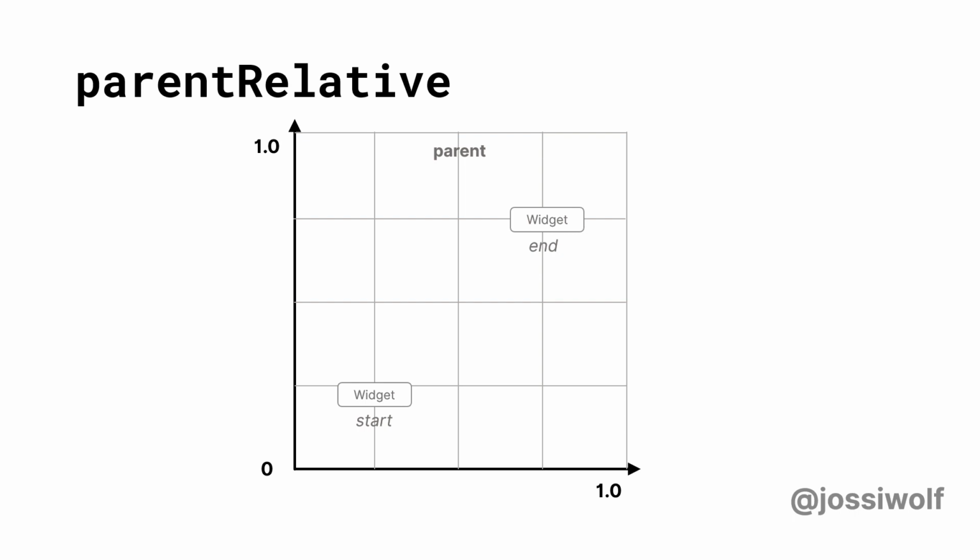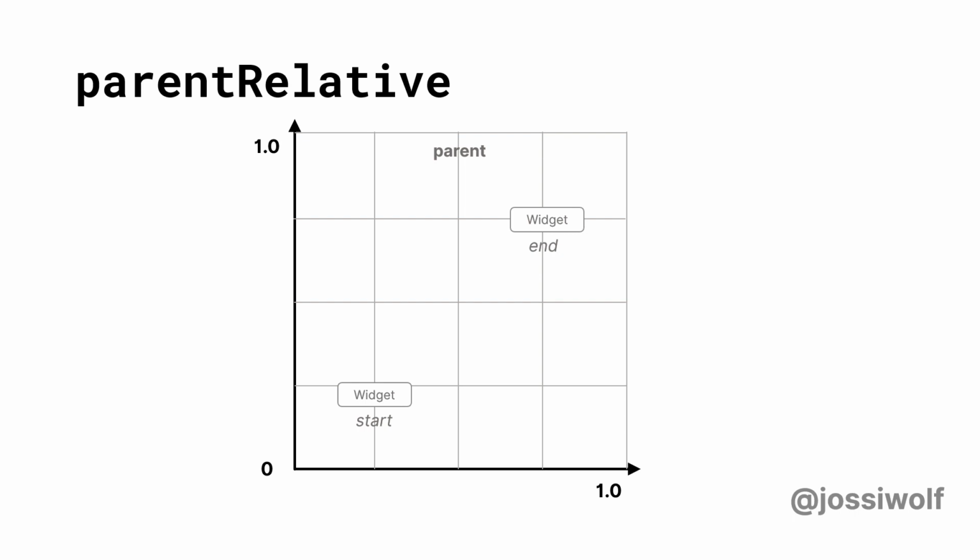One is parent relative. So if you have the MotionLayout container, it'll just take the parent container, and it's all relative to the size of the parent. So 0 is the bottom left of the parent, and 1.0 in the corner there, top left, is the top left of the parent, which is kind of straightforward and useful if you just want to animate something related to the parent size. As the name says, parent relative.